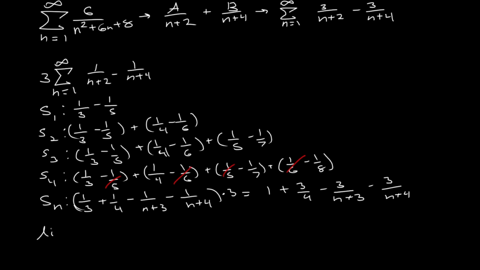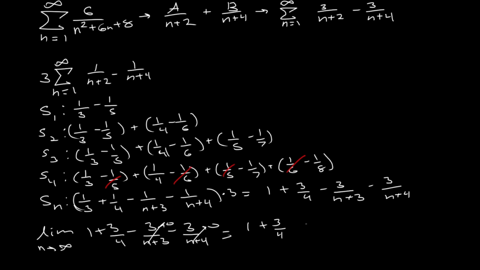Now we can take the limit of our general solution. These will go to 0 because they're bottom heavy. And then we're left with 1 plus 3/4, which we can get 4 divided by 4 plus 3 divided by 4. And that will leave us with 7/4. And that is the sum of this series.